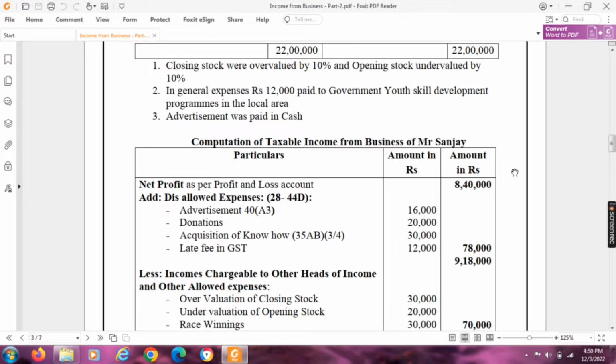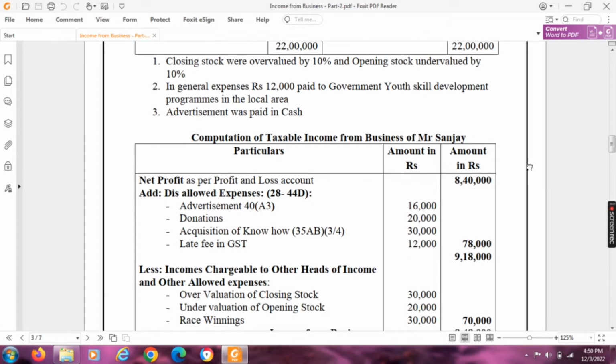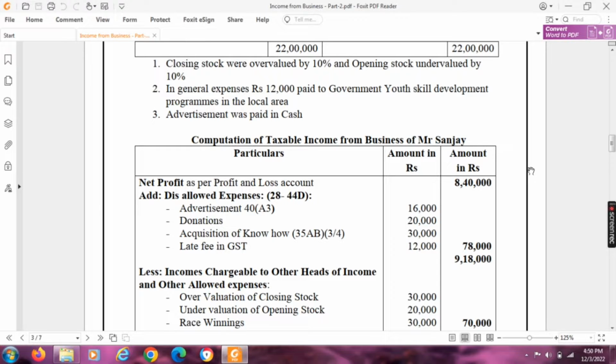Advertisement was paid in cash. How much advertisement expenditure? 16,000, more than 10,000. So that will be disallowed under section 40A(3). While studying the question itself, we should remember the income tax provisions of income from business, that means sections 28 to 44D.